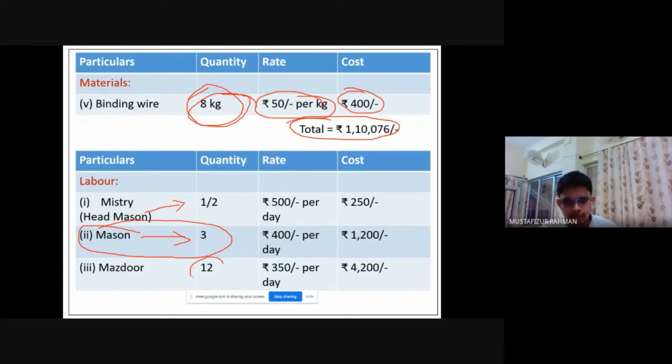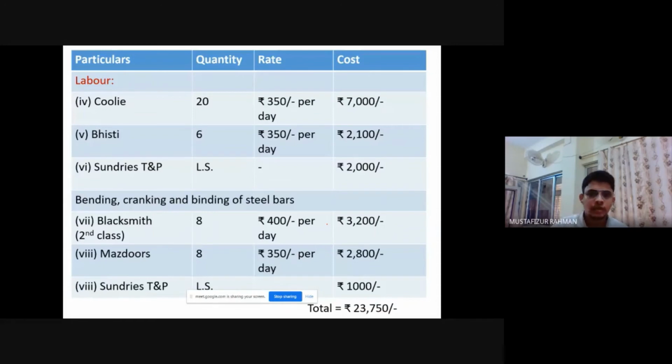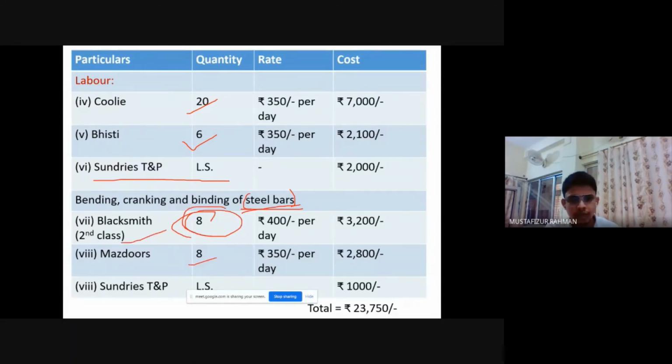Okay, then Mazdoors is almost the same. We will require coolies, we will require a VST to do the water works. This is lump sum for any tools we need. Because we are dealing with steel bars, we will require a blacksmith. Whatever the amount of reinforcement work, say we are doing around 7.85 quintals of work, for 1 quintal we need one person, around that. Then we will require a blacksmith, we will require the number of Mazdoors, then this is lump sum. So finally we get this total value.